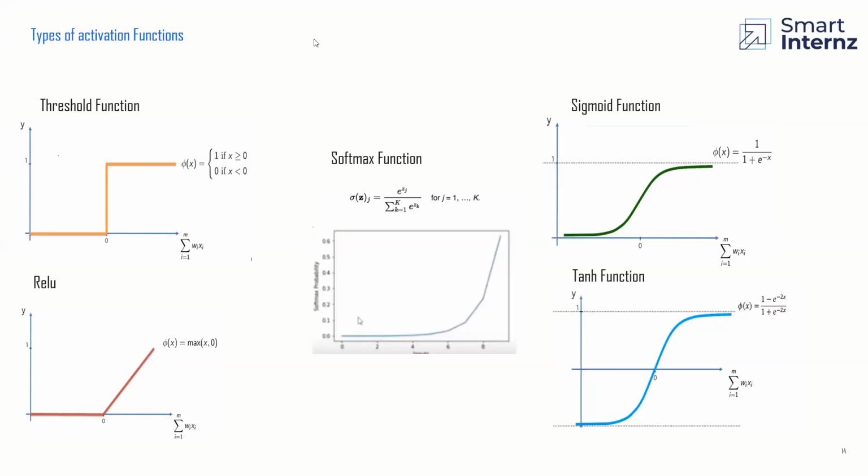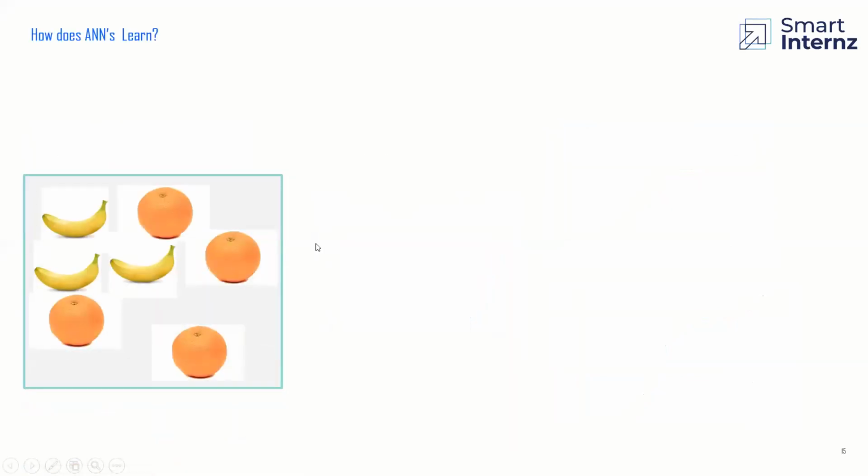Now come to the next slide. So how does an ANN learn? What is the main purpose behind it? As we know, input layers are there, then we have weights, biases, hidden layers, and then the summation of all the weighted sums goes on to the activation function. After that, it applies the activation function onto the weighted sum, and we get the output.